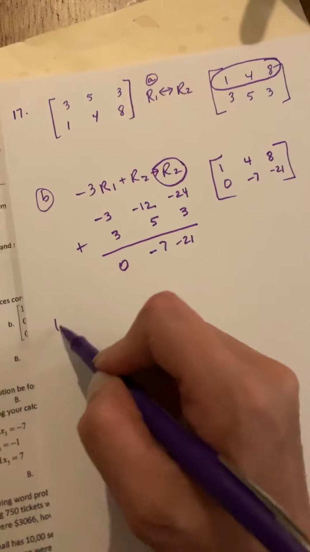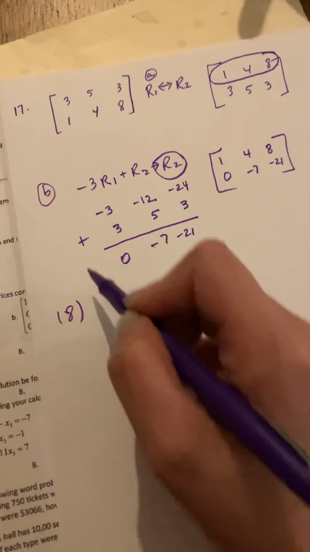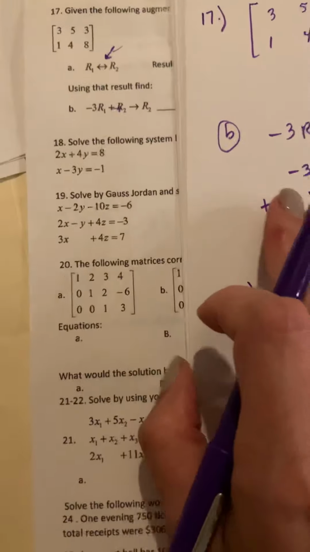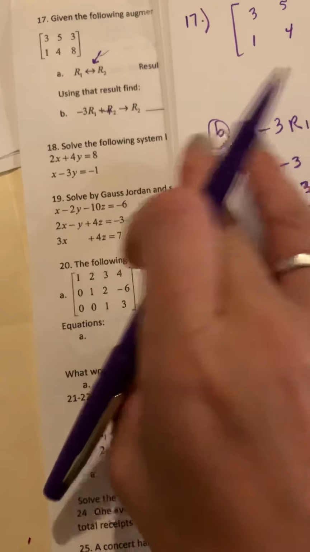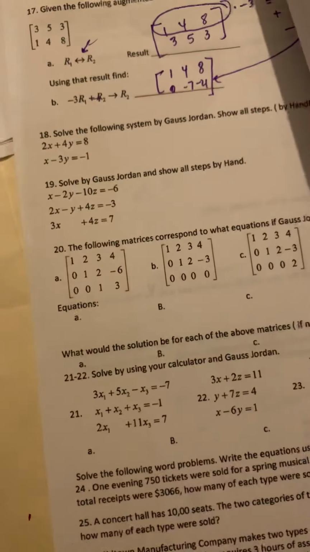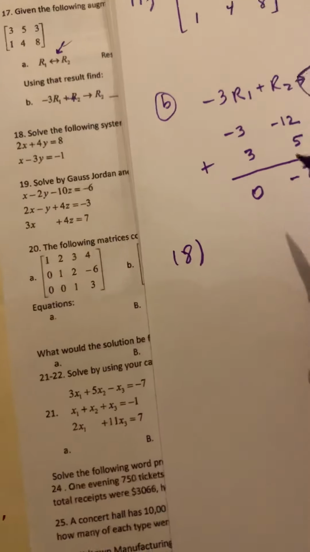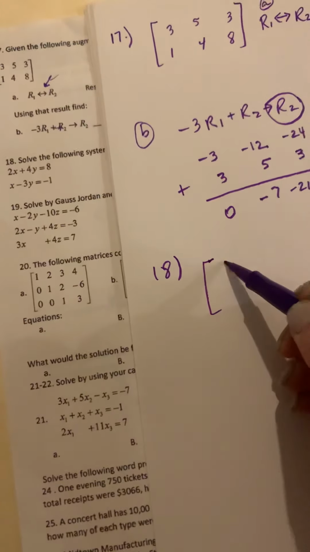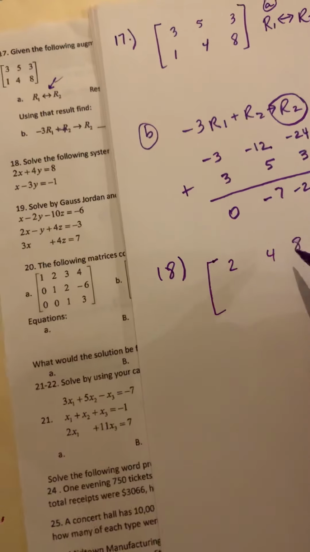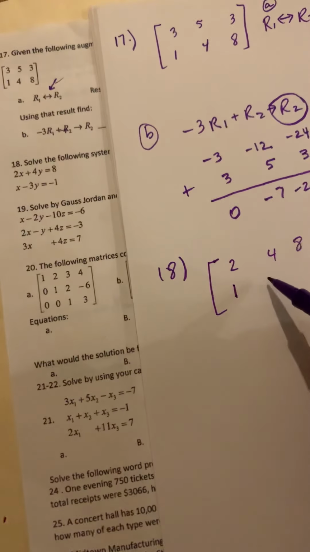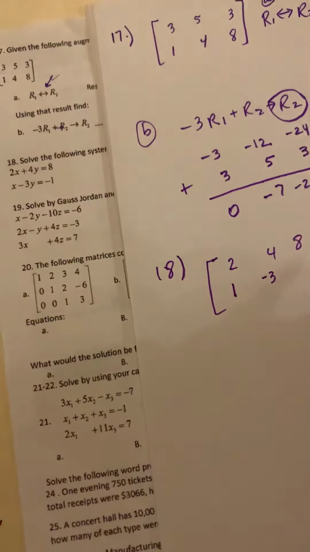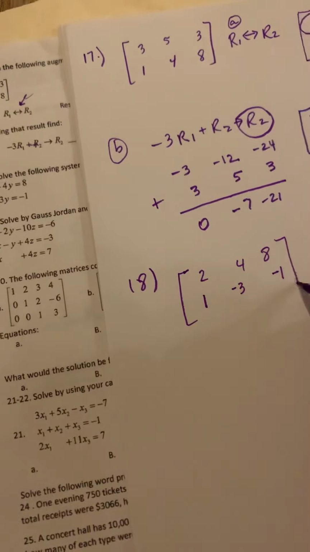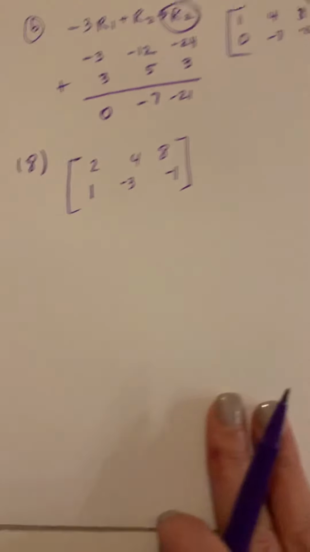So number 18 is a little bit more complicated. It gives us a matrix, and it says solve the system by Gauss Jordan. So that's reduced row echelon form. So put it in the matrix: 2, 4, 8, 1, -3, -1.